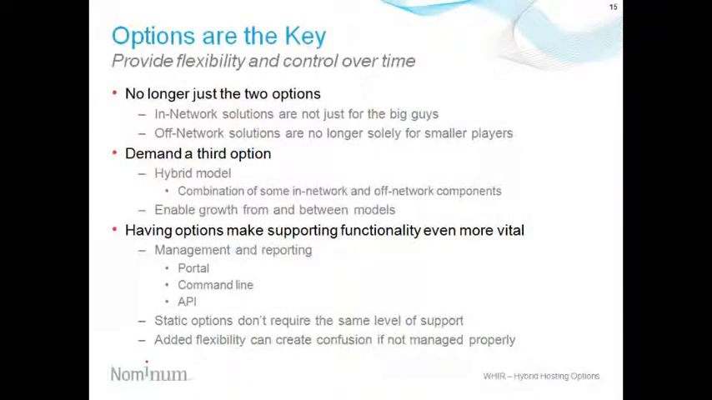Now there's a third option. There's a hybrid model that you need to consider. The hybrid model allows you to take the best of both worlds, and we'll describe all the different scenarios where a combination of in-network and off-network components can be used. What we're trying to suggest here is that you've got the ability to grow from and between these models. You may choose to offload some traffic and not all the traffic, and we'll get into those details a little later, but also have the options to support the functionality that is more vital.